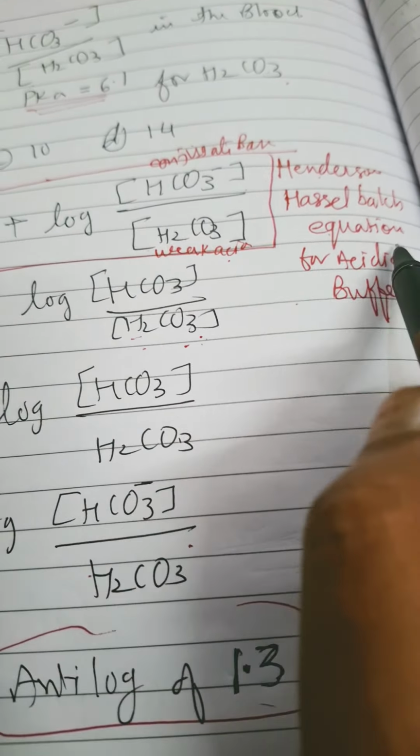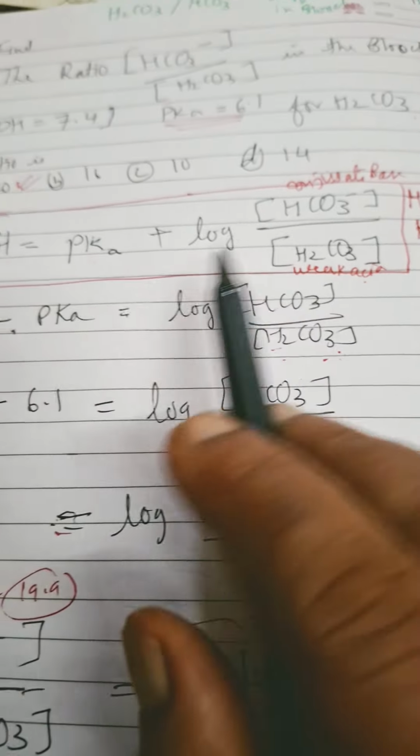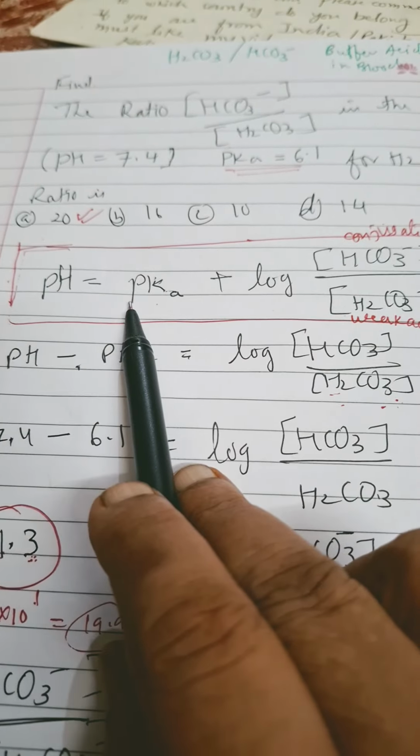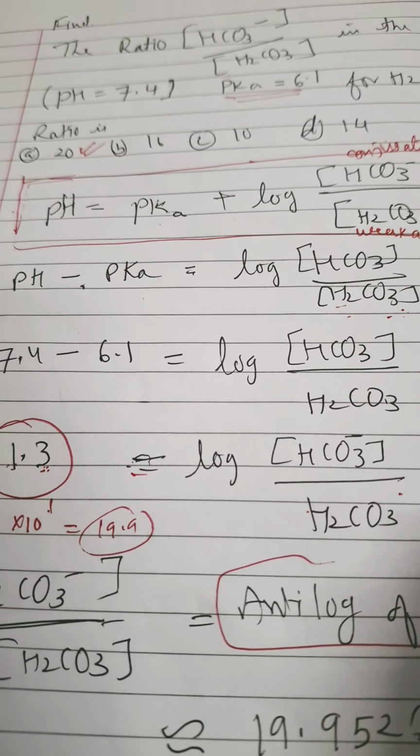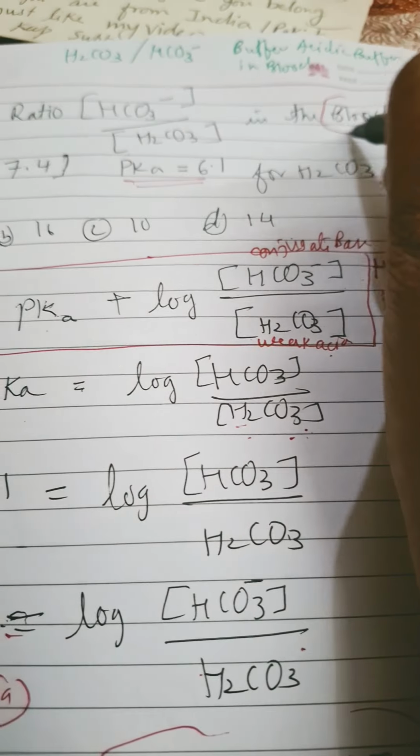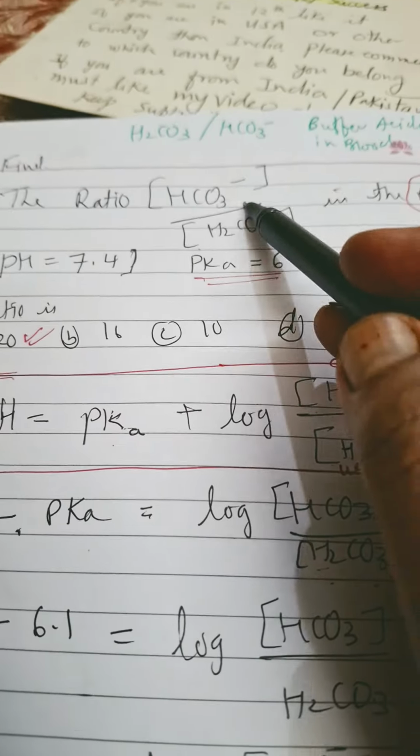This is known as the Henderson-Hasselbalch equation for acidic buffer. So acidic buffer means a weak acid and its conjugate base forming an acidic buffer. Example, blood. Blood is very important. That is why I selected it.